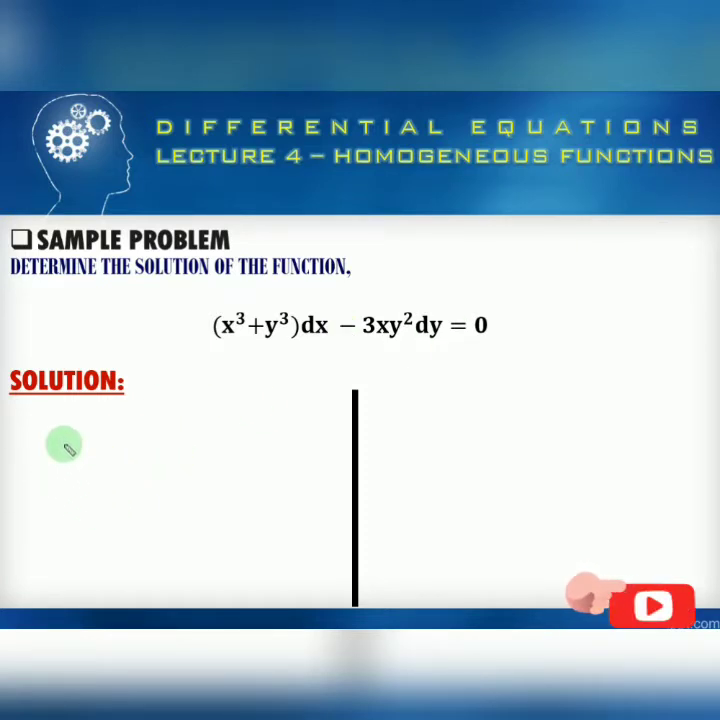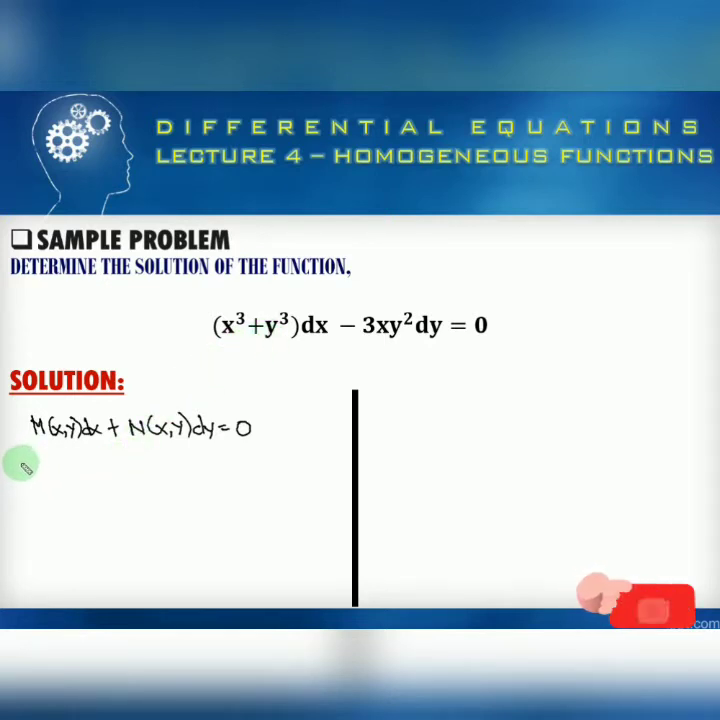Again, I'll reiterate that we have this general equation: M as a function of x and y dx plus N as a function of x and y dy is simply equal to 0. Do not forget this; you will always base your solution on this general equation. But in this case, we have this one.